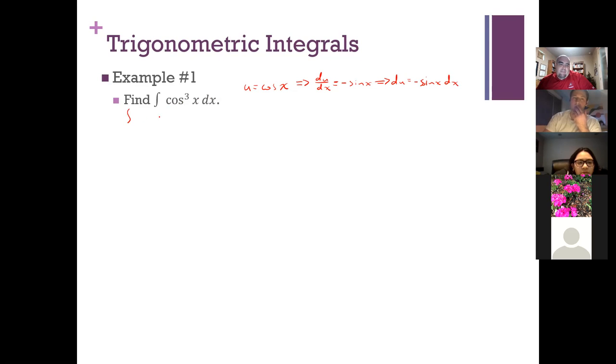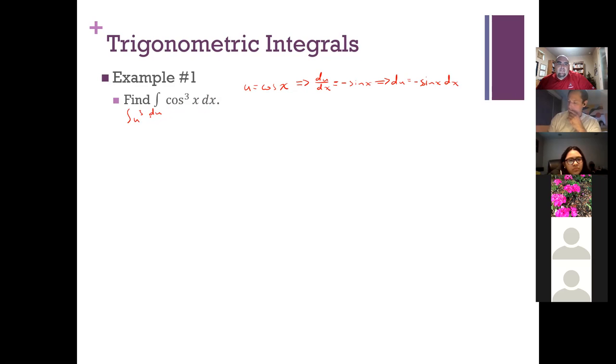So based on that u, I could call this u cubed. But then my dx is going to be du over negative sine of x. So I got u cubed du, but then I have this negative sine x, and there's no real way I can transform that in terms of u. So substitution is not going to get me where I want to go.